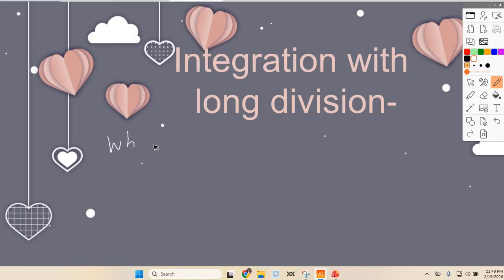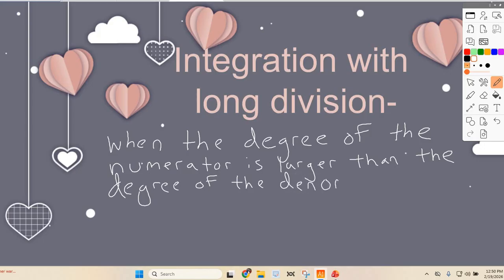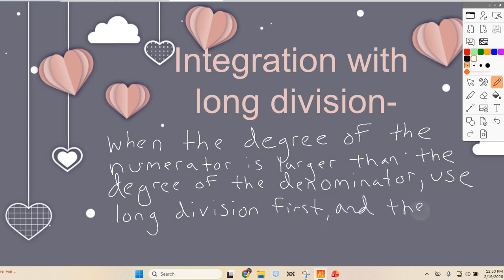So when the degree of the numerator is larger than the degree of the denominator, use long division first. And then integrate.